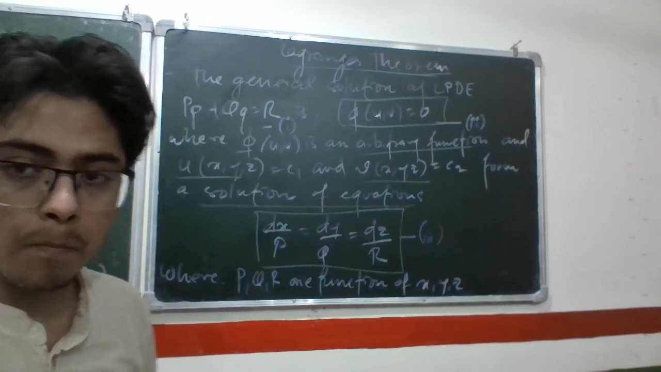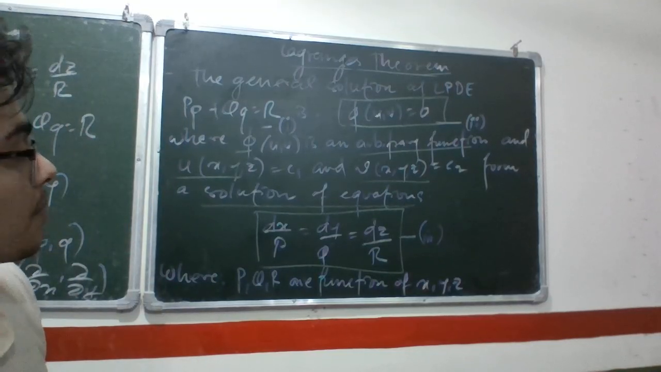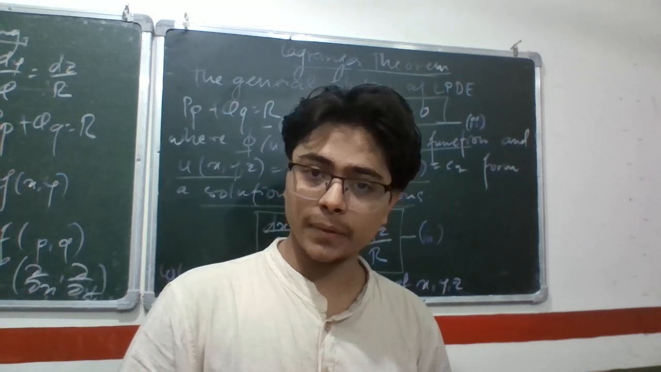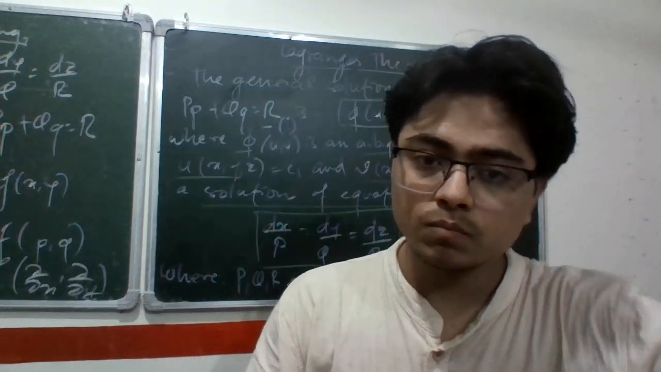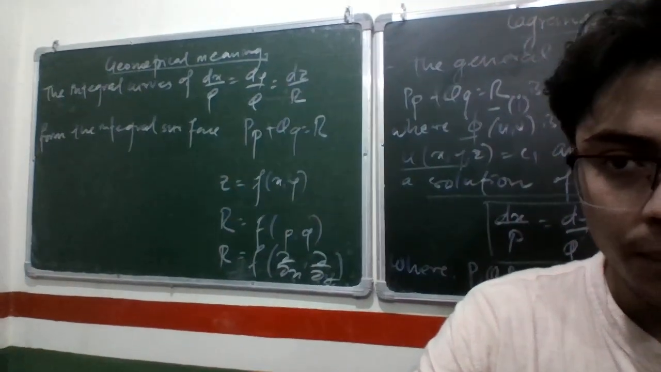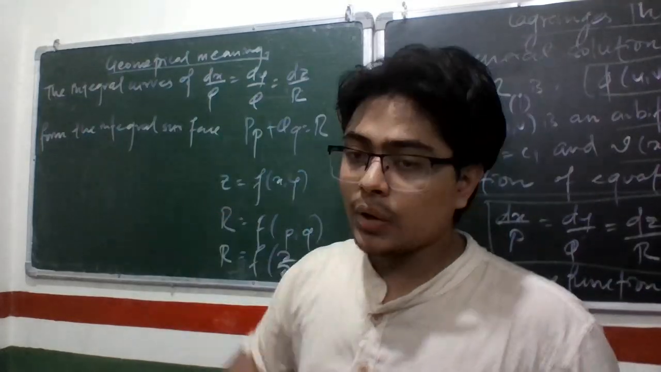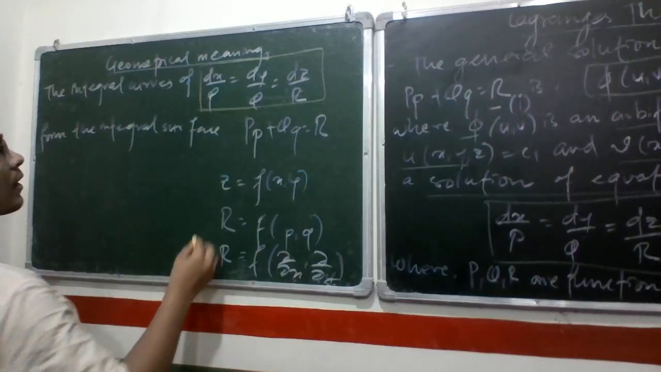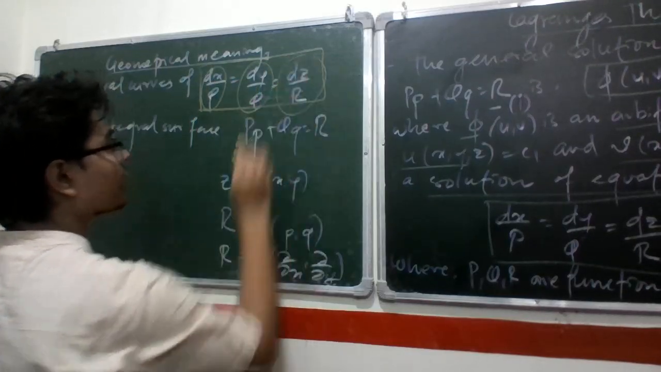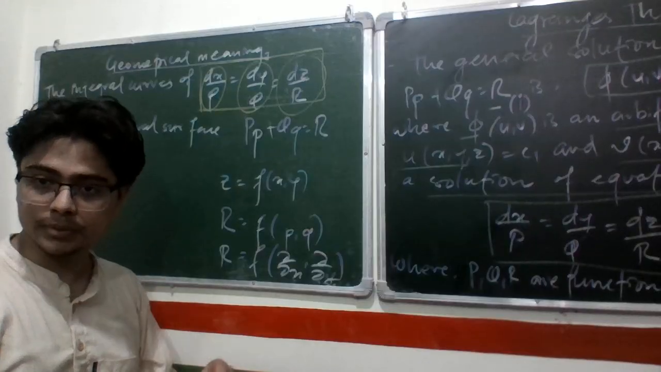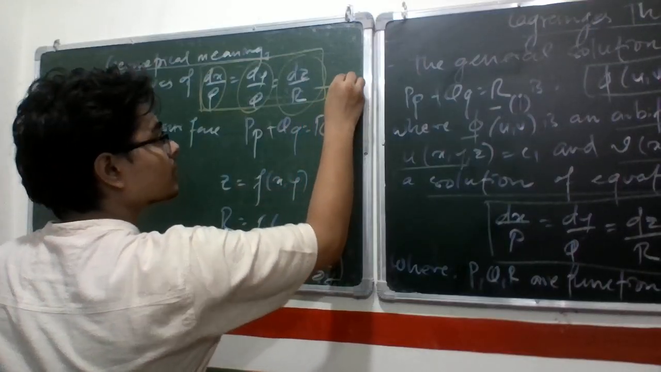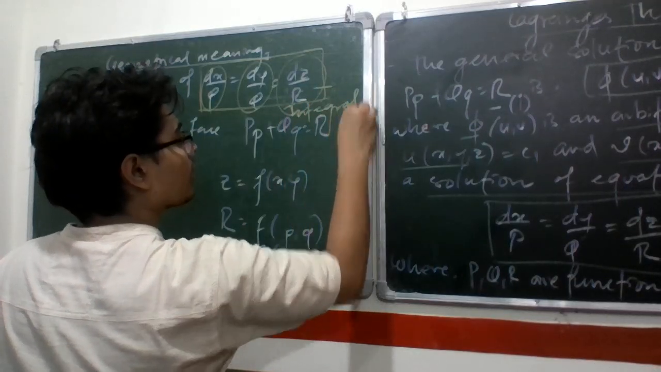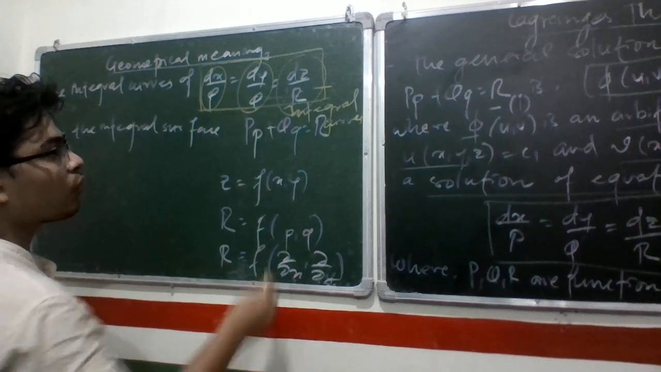What does this mean? To understand the meaning of it, we first have to look at the geometrical meaning of Lagrange's theorem. For the geometrical meaning, you have to understand that these equations give us different integral curves. These integral curves form this surface.